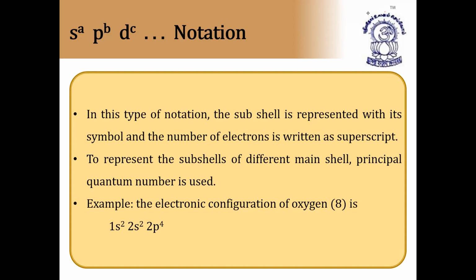For example, the atomic number of oxygen is 8 and you know the energy levels 1s, 2s, 2p. Because 2p can take a maximum of 6 electrons, we have only 4 electrons in oxygen in the p orbital. So the configuration is 1s2, 2s2, 2p4. Because the atomic number of oxygen is 8, it has only 8 electrons. We have to fill up the electrons according to the energy levels, following the n plus l rule. So it is 1s2, 2s2, 2p4.